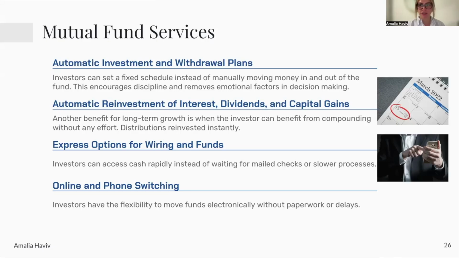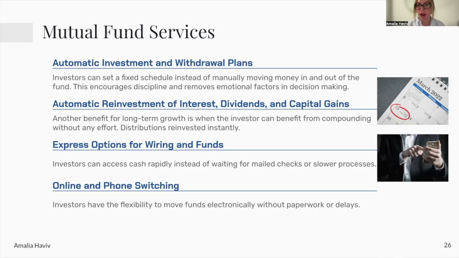So instead of the investor manually moving their money in and out of the account, they could set a fixed schedule, which is great for the longevity of their wealth. Another automatic service includes reinvestment of interest, dividends, and capital gains. This allows the distributions to reinvest instantly and compound without any effort from the investor.